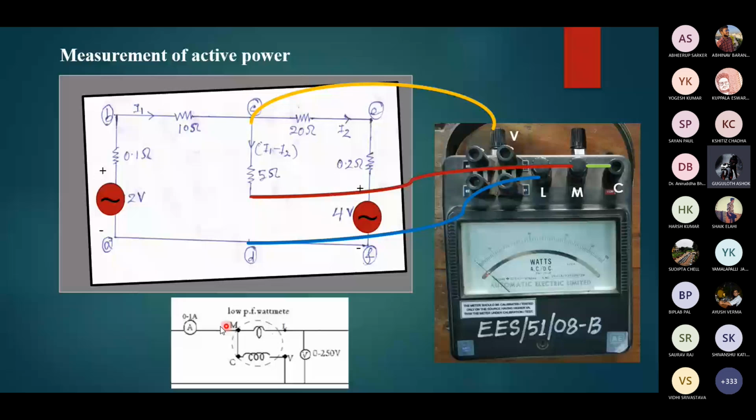Can you see the schematic diagram? Yes, ma'am. Which is pressure coil? This one. And this is the current coil, right?